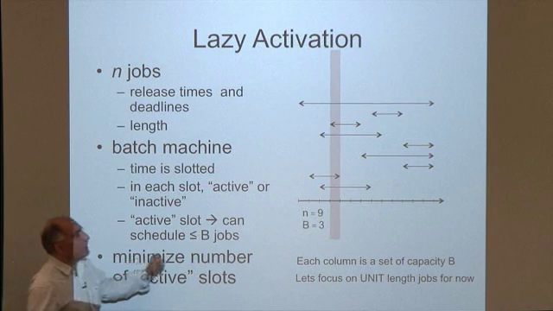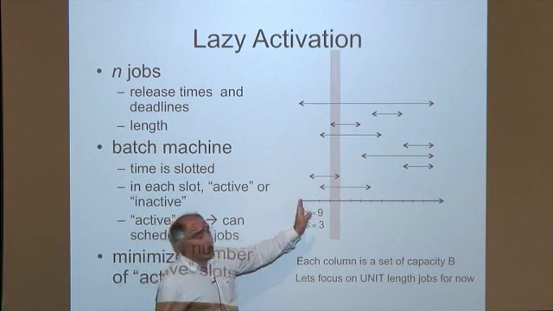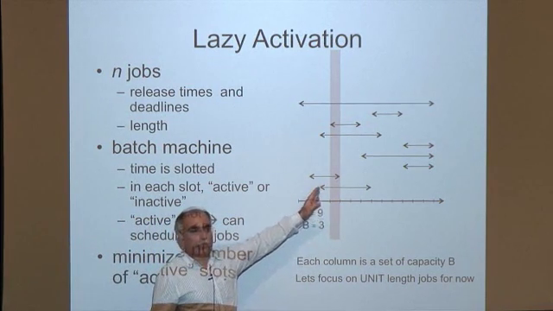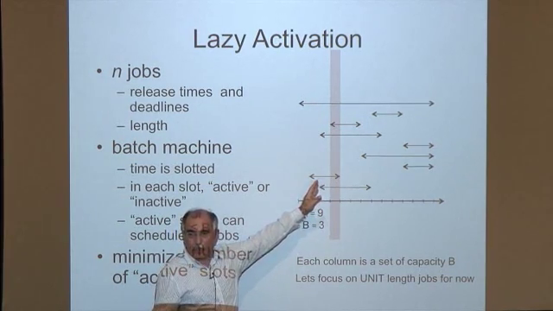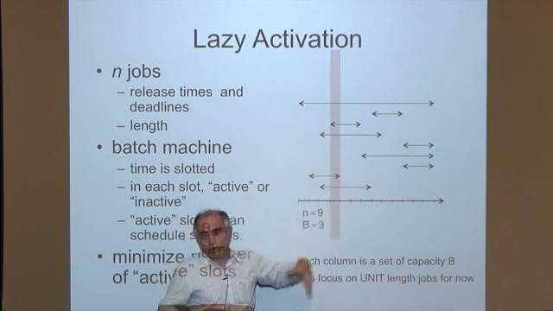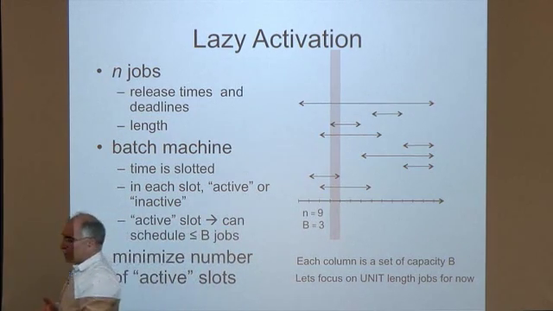So let me describe the algorithm. The algorithm is very, very simple. It is called lazy activation. The idea behind lazy activation is that you never have to be in a rush to do jobs, right? If you do jobs as soon as they are released, then you are not really overlapping them in the maximal possible way. So lazy activation just says I should do things lazily, as late as possible.